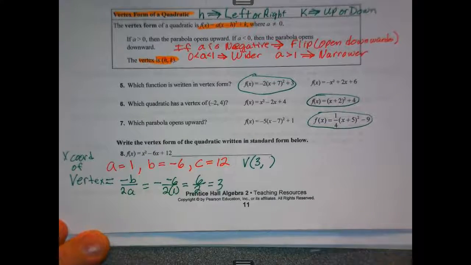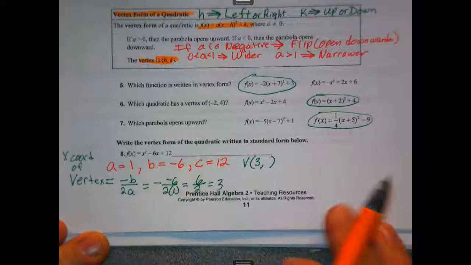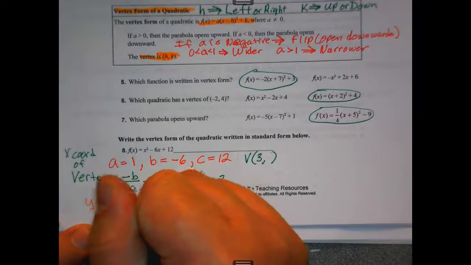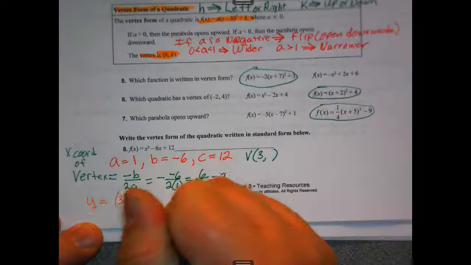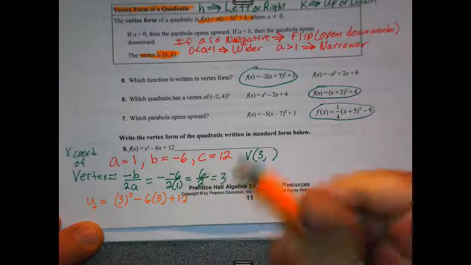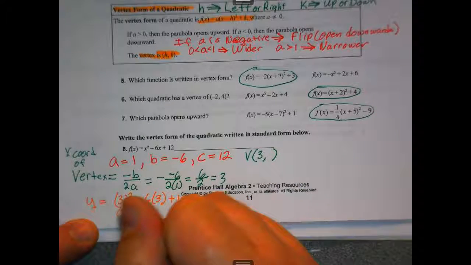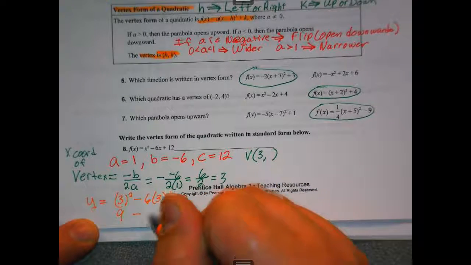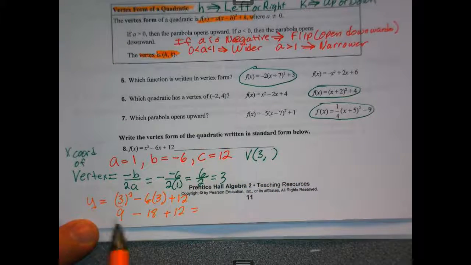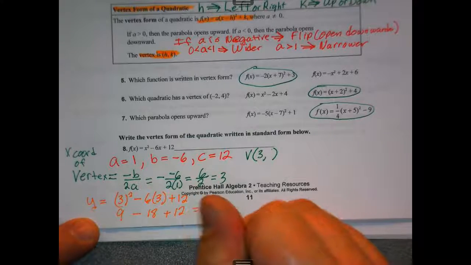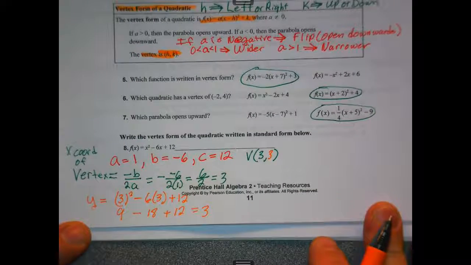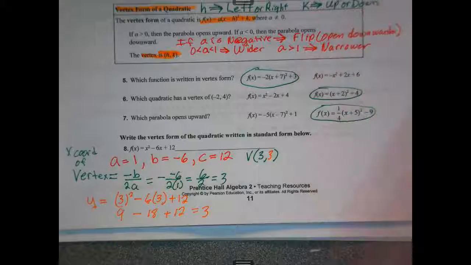What's my y coordinate? How do I find my y coordinate? Plug it back in. So y equals 3 squared minus 6 times 3 plus 12. 3 squared, 9. 6 times 3, 18, plus 12. Let's see, 9 plus 12 is 21, minus 18 is 3. Vertex is 3, 3. This is review, giving you notes for the quiz.